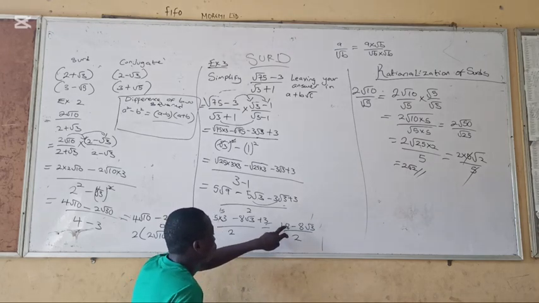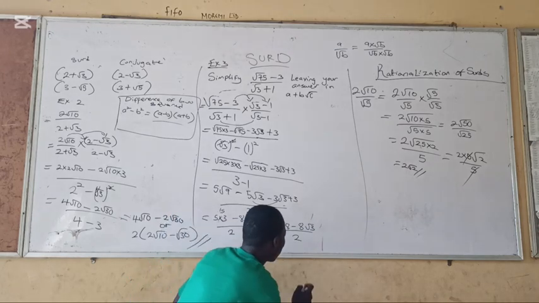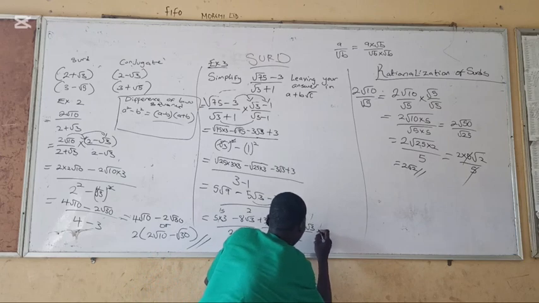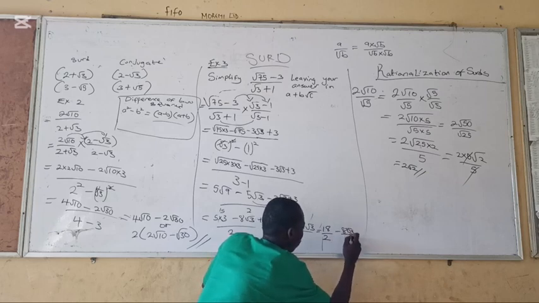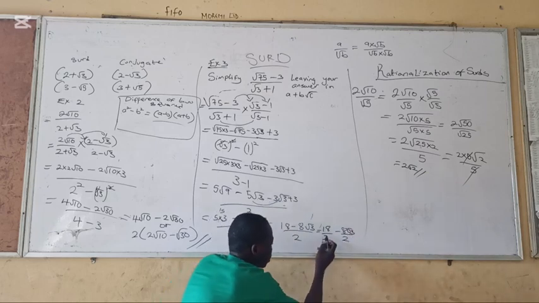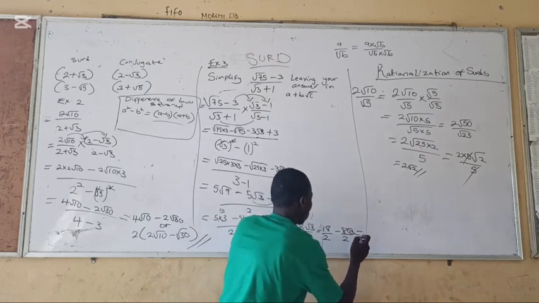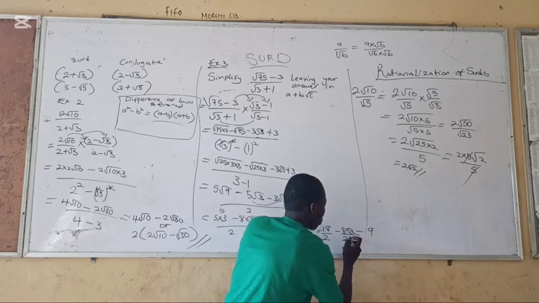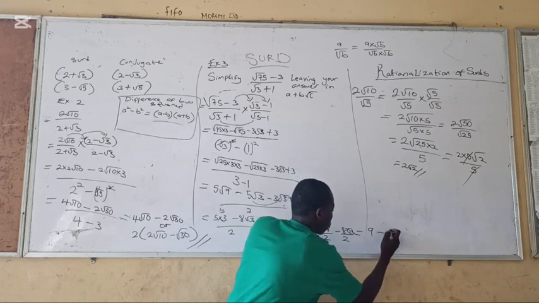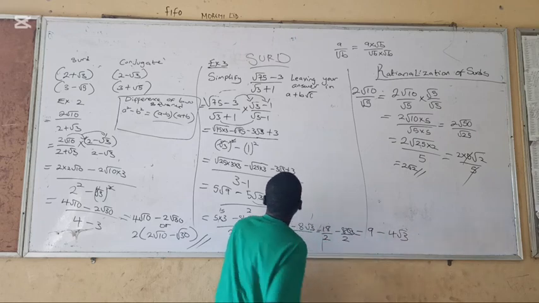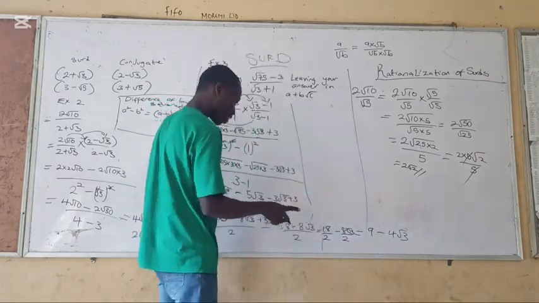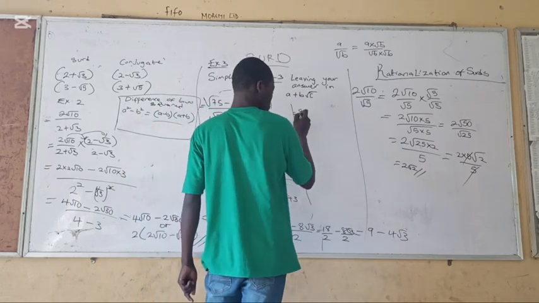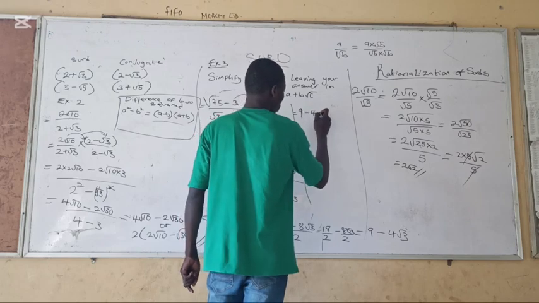So now let me write it down as 18 divided by 2 minus 8 root 3 divided by 2. Now 18 divided by 2 is going to give me what? 9. Minus 8 divided by 2 is going to give me what? 4 root 3. Now let's compare this to this. Let me write it out. We get our final answer as 9 minus 4 root 3.